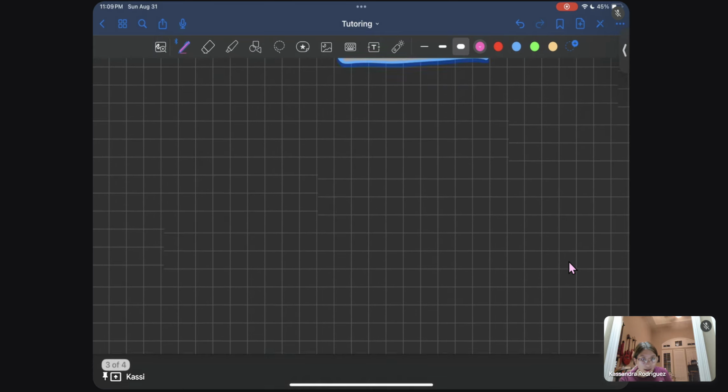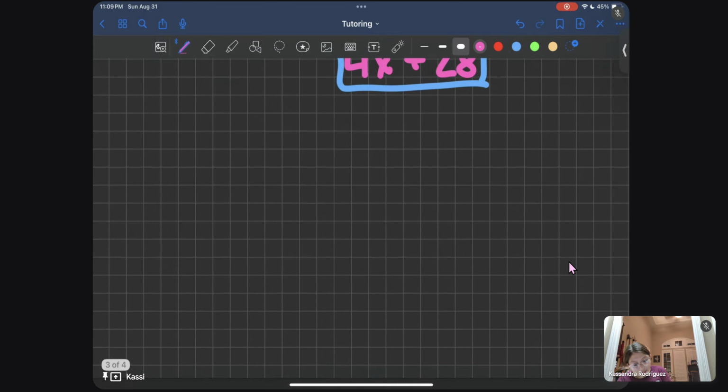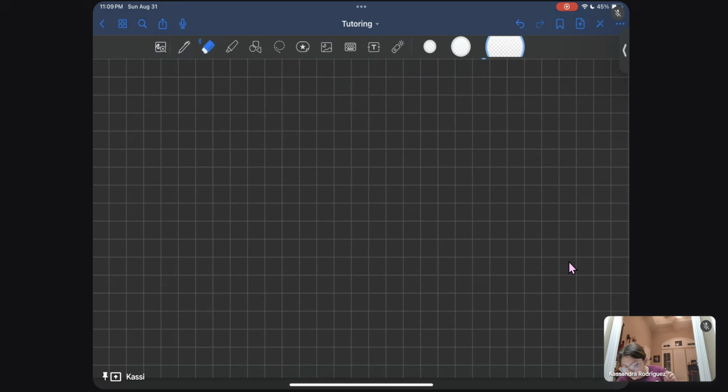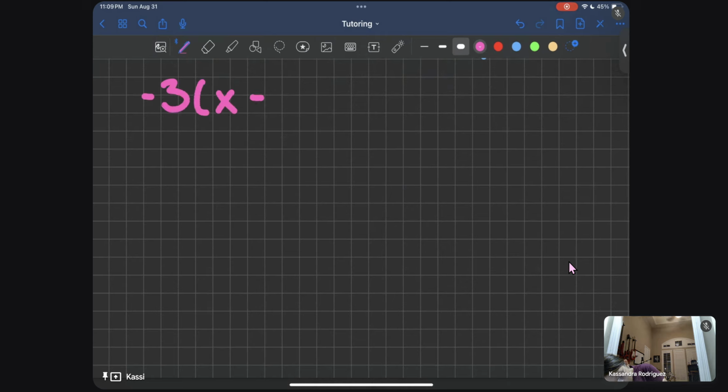How are we feeling so far? Hopefully we're not lost. I'm going to erase this one just to get it out of frame. Let's try another one together. Negative 3 times x minus 5, right? So you can either pause the video or work this one out with me. Okay, so I'm going to try to skip a few steps here. Let's see if you can keep up.